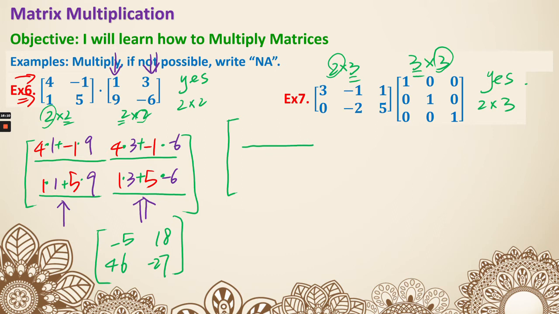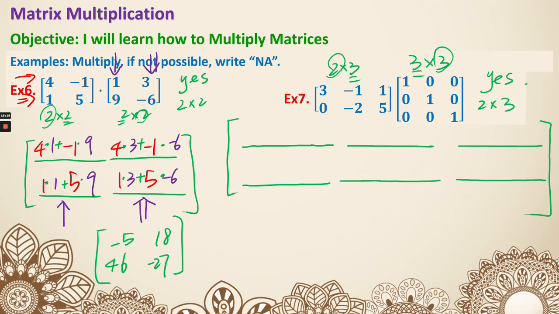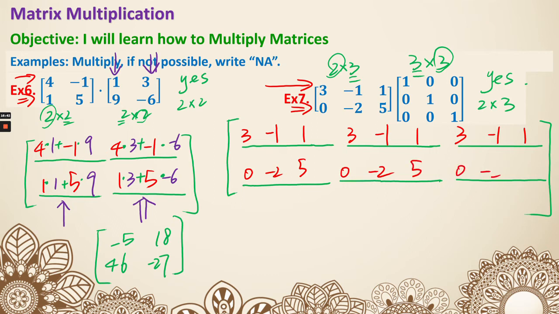Let's make it big. 1, 2, and 3. Trying to make them big, so we have all 3 pairs of numbers in there. First row, 3, -1, 1. Second row, 0, -2, 5.